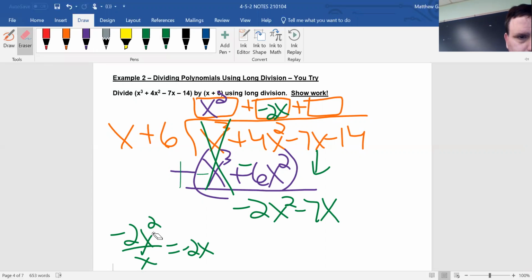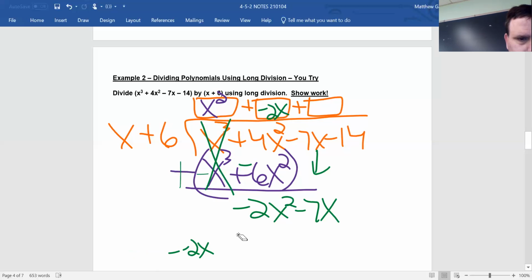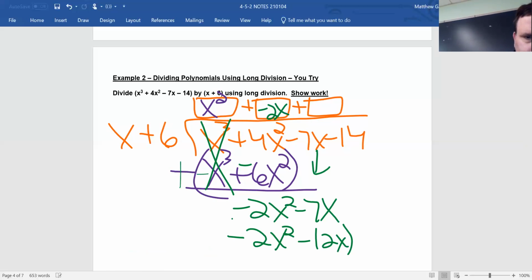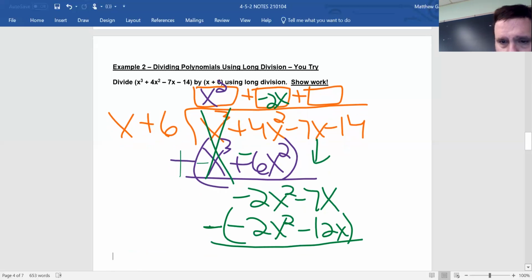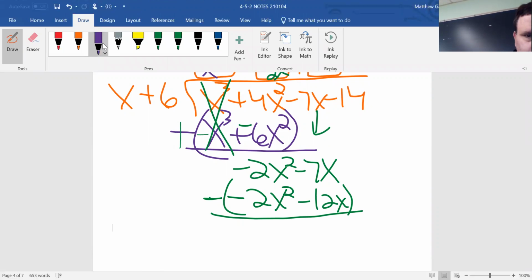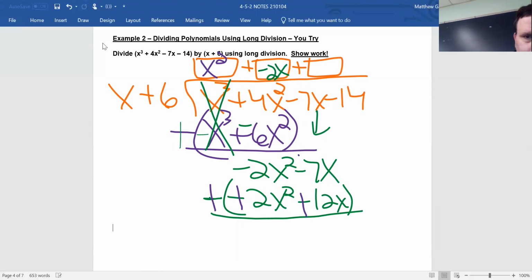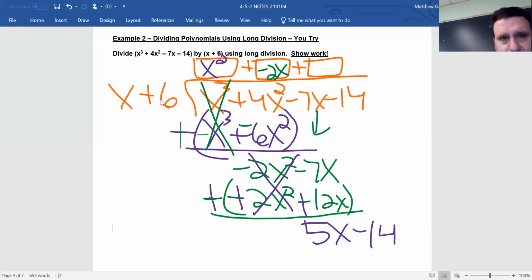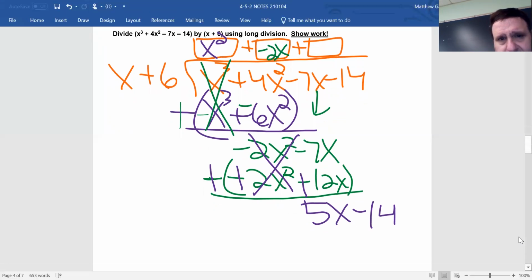We don't need this anymore, so we'll just get rid of it. And then multiply the negative 2x. Negative 2x times x plus 6 is negative 2x squared minus 12x. So you're going to add 12 and negative 7, all right? You look at it, get all the signs right. This is the easiest thing to screw up. So that's 5x minus 14. You see 5 times 6 is not going to give you 14. That's why you get a remainder here.